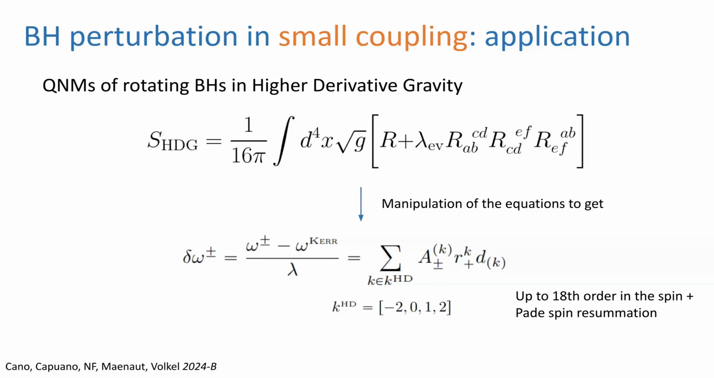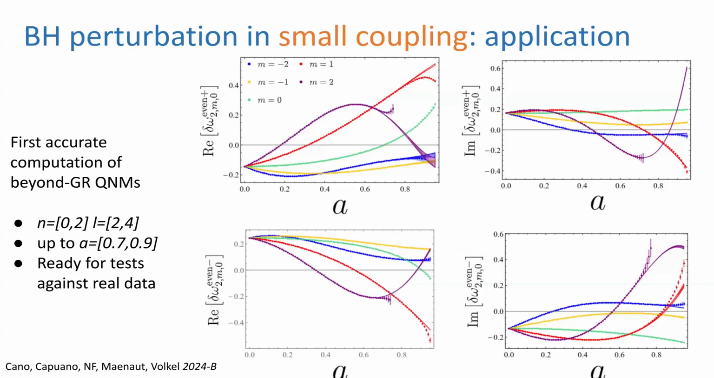And for the people who are interested, all of this calculation has been performed up to the 18th order in spin, performing a resummation in spin à la Padé in order to achieve the highest possible values of the spin for the frequencies. And this is what the frequencies look like. It's the first time that there is an accurate computation of beyond-GR quasi-normal modes. As I said, we did it for the fundamental and first 2 overtones, for angular momentum from 0 to 4, all the possible m's, and spin depending on the mode up to 0.7 or even 0.9.